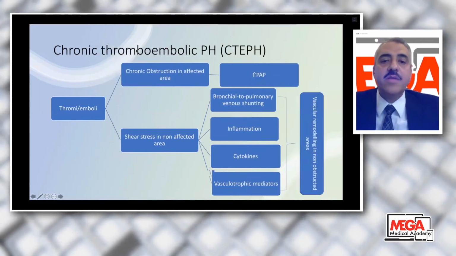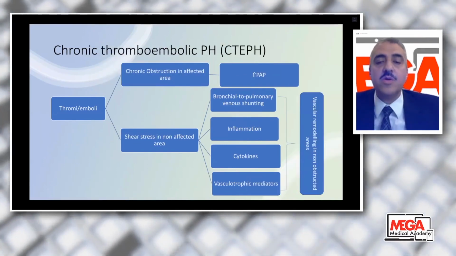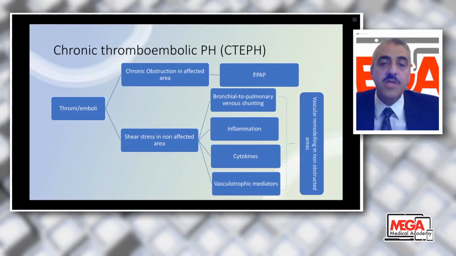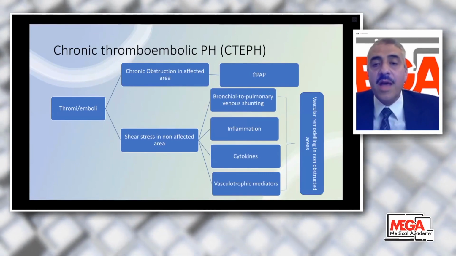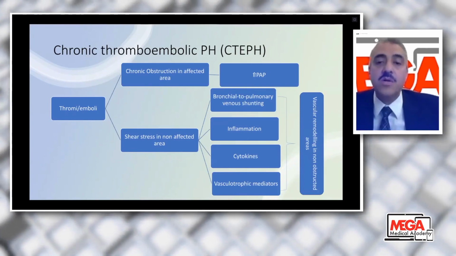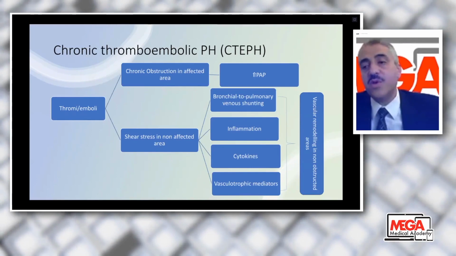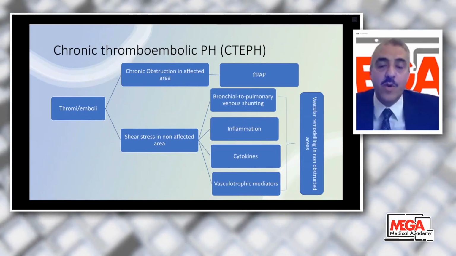However, the non-affected arterioles are also sharing in the vascular remodeling. This is coming from the shear stress in the non-affected area and starting bronchial to pulmonary venous shunting, starting the inflammatory process and release of cytokines, and this is responsible for the vascular remodeling in the non-obstructed areas away from the areas of the pulmonary embolism.